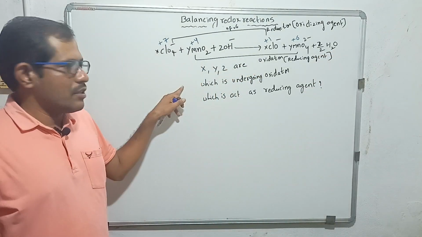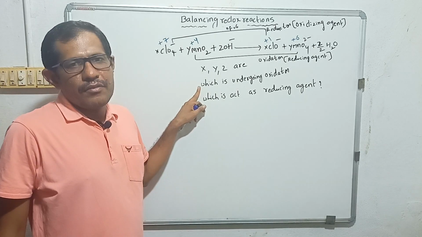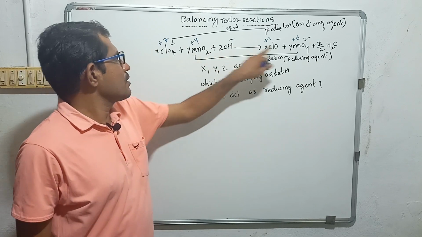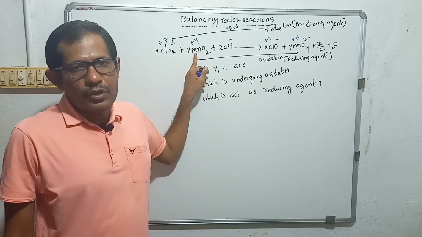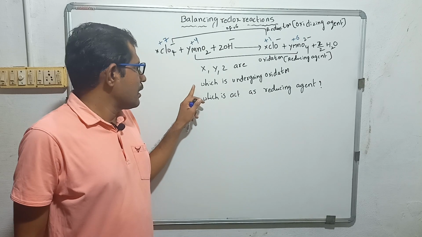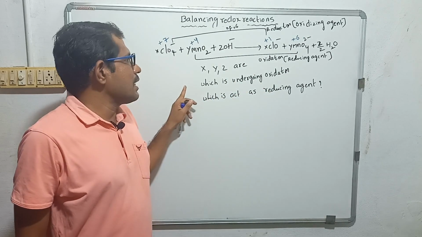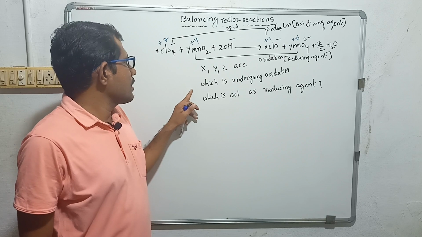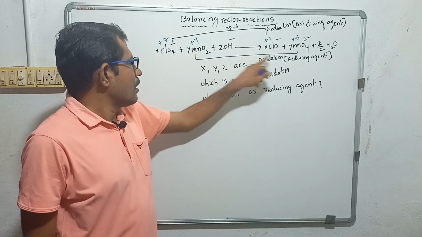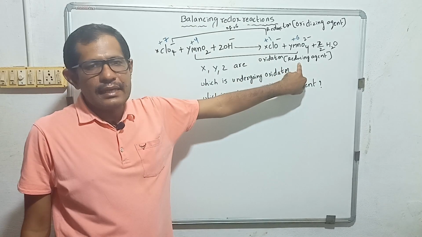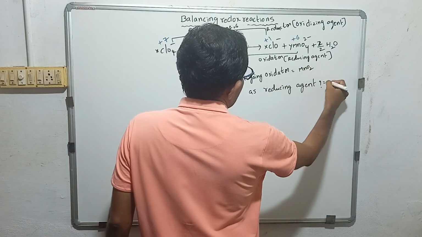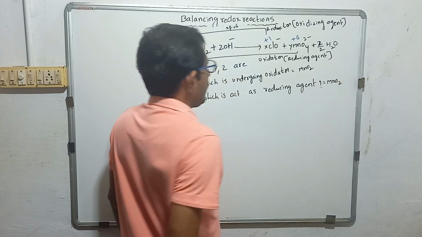So now we have the answers for these two. Which is undergoing oxidation over here? The manganese is undergoing oxidation, so MnO2 is undergoing oxidation, since there is an increase in oxidation number. Which acts as reducing agent? The compound which undergoes oxidation acts as reducing agent, so MnO2 is the reducing agent. For both answers, it is MnO2.